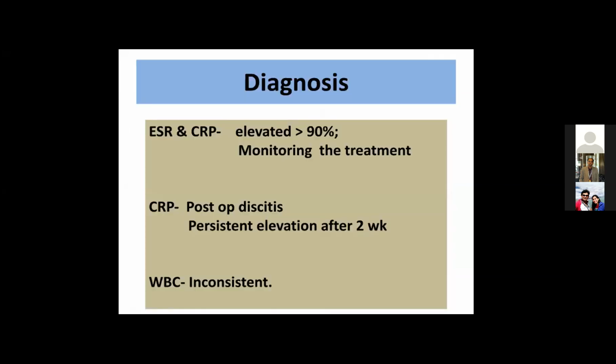So coming to other diagnostic modalities, blood investigation, ESR and CRP are elevated in more than 90% of the patients, but they are mainly useful in monitoring the treatment rather than in diagnosing them. They are called corroboratory evidences for infection. Whenever your postoperative patient has persistent pain even after 2 to 3 weeks with mild fever, and if the CRP is persistently elevated after 2 weeks, you should always suspect infection.